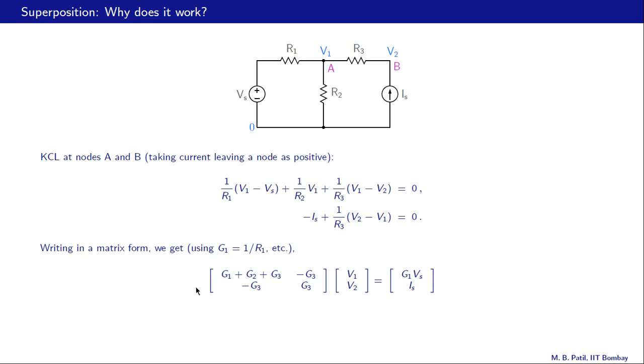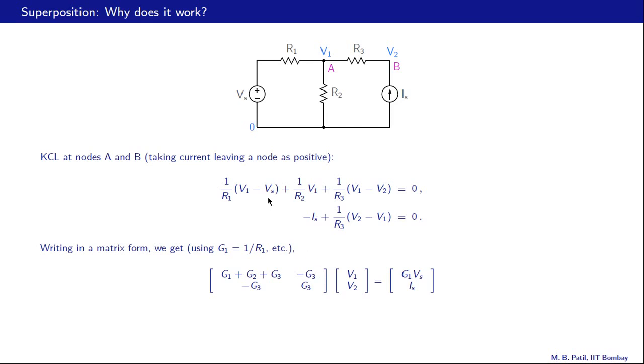Let us rewrite the KCL equations in a matrix form, and in doing that, let us use these definitions. The conductance G1, for example, is 1 over R1. Similarly, G2 would be 1 over R2, and so on. When we do that, we get this matrix equation here, and let us check that this first equation does indeed correspond to the first row over here. What is the coefficient of V1 in this equation? It is G1 plus G2 plus G3, and that is why we have G1 plus G2 plus G3 here. What is the coefficient of V2? It is minus G3, and that is why we see minus G3 over here.